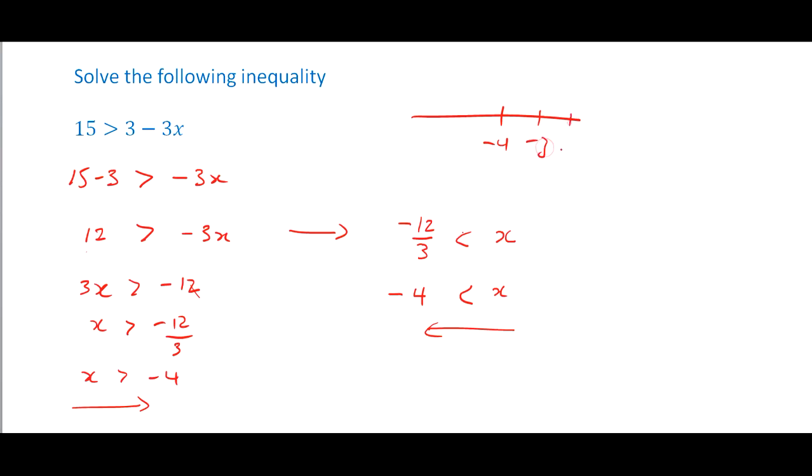Right? And on the number line, we have minus 4, minus 3, minus 2. So we circle the minus 4, sorry. And we are looking at greater than minus 4. So therefore, the solution will be to the right.